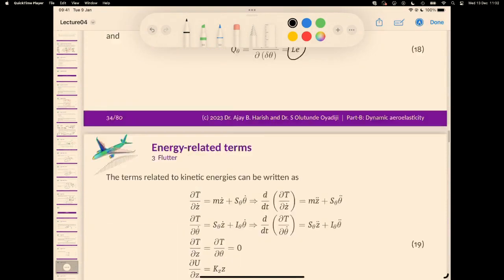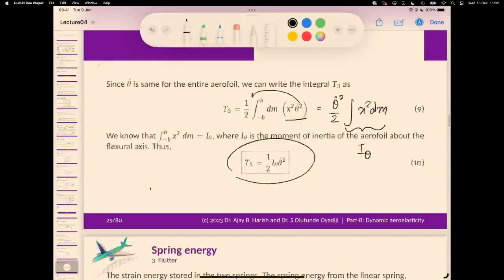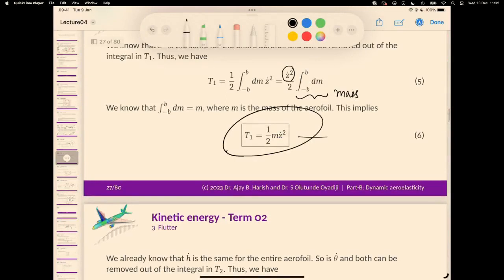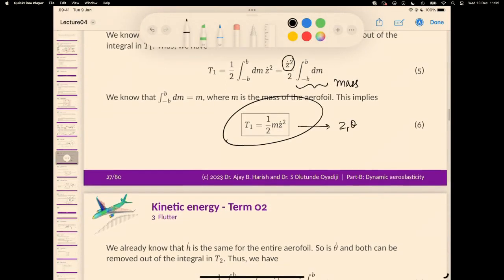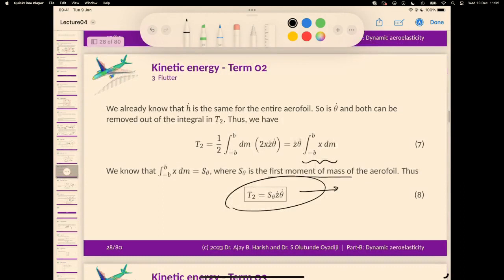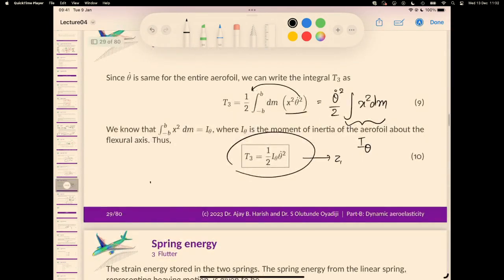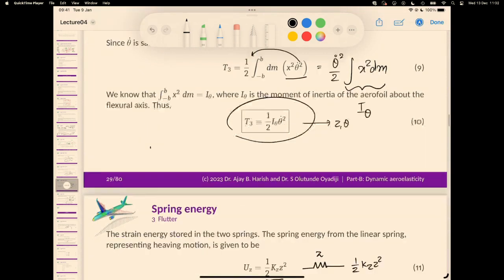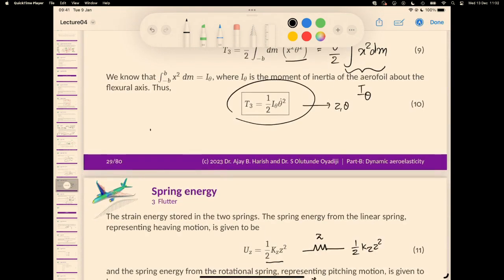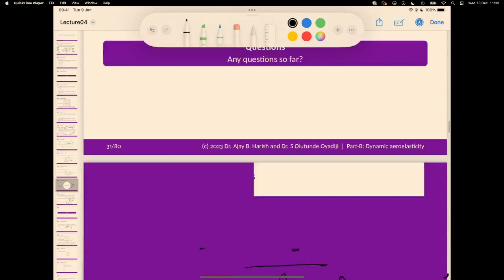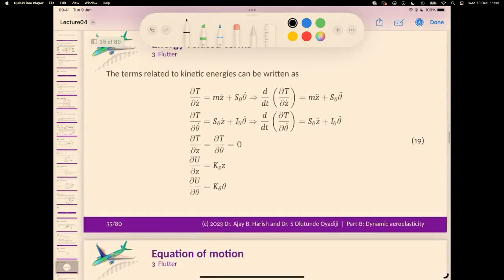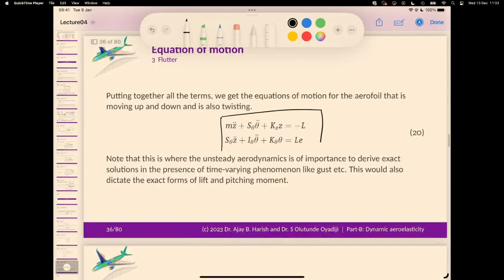Now if you substitute everything, you get your generalized forces, and you put everything back in here. I just want to point out that none of these terms has any z or theta. It's half m z dot squared, half s theta, z theta, so there are no z or theta terms in there, which means any derivative with regard to that would automatically go to zero. So your dT by dz or dT by d theta goes to zero in your Lagrange equations. We substitute them, put them back together, and you get your equation of motion.